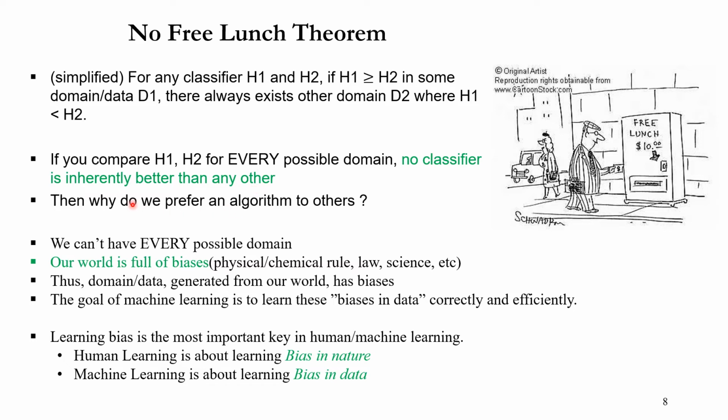Then the next question is, why do we prefer one method, one algorithm, over others? For example, people these days prefer deep learning to other methods, let's say decision tree. We also know deep learning or deep reinforcement learning shows better performance than other algorithms. So why is that? The reason is we cannot have every possible domain. Here it says if we have every possible data, then these two classifiers are equivalent. But this is unrealistic. You cannot have every possible data domain.